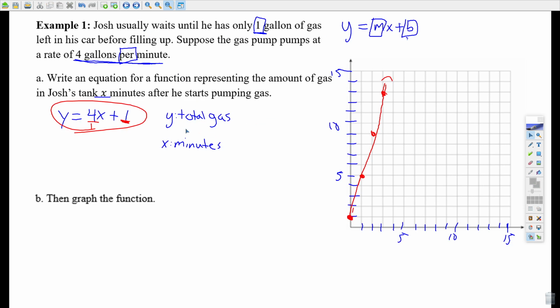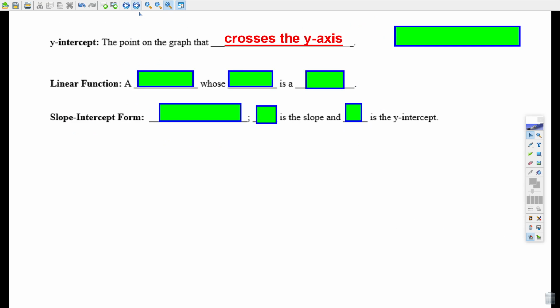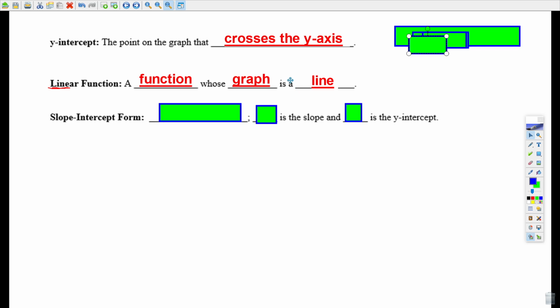That's called the y-intercept, which is your number out here, the 1. And this is also called a linear function. So if you see the word in here, it has the word line. They make straight lines called linear. So that's a function whose graph is just a line. So we just drew a diagonal line.